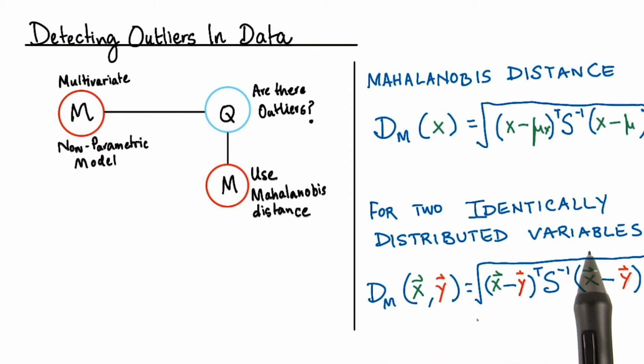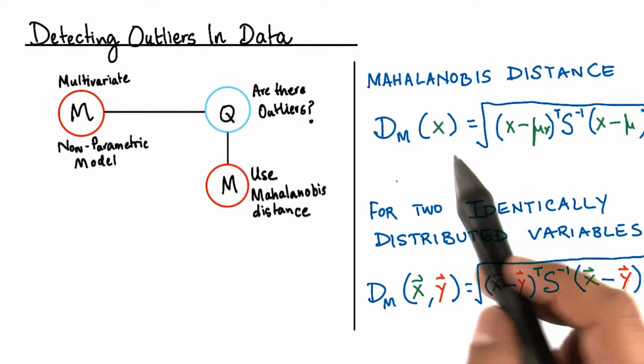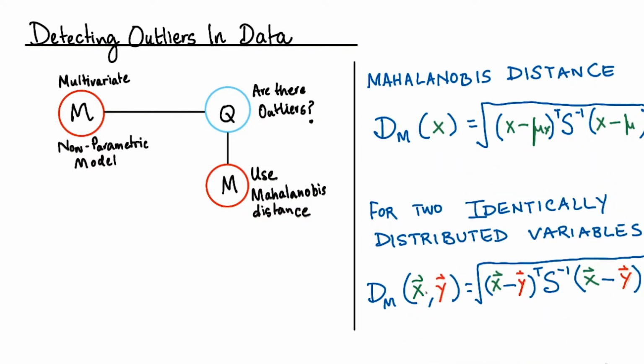We use the inverse of S here to get this product matrix. Similarly, for two identically distributed variables x and y, we take the difference transposed and use the inverse of the covariance matrix and then the difference and multiply them together. In both cases, the values are always positive definite since it's a true distance function. The Mahalanobis distance gives us a simple way to look for outliers in the data.